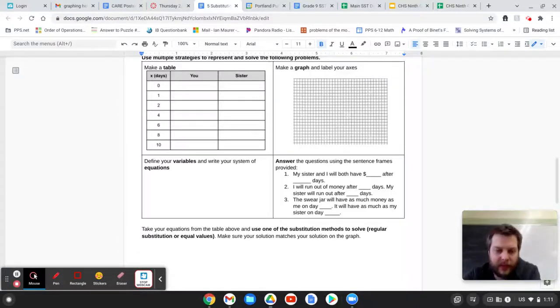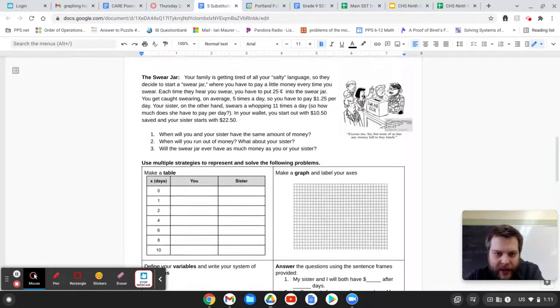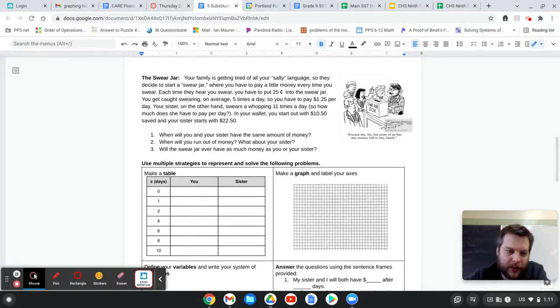All right, everybody. Somebody asked me about the swear jar problem and how to graph it. It's really important that you go back through and read the problem carefully to understand what's going on. Basically, over time, you are losing money. Your sister is also losing money. And that's what the graph is going to reflect: starting out with some money and every day losing a certain amount of money.